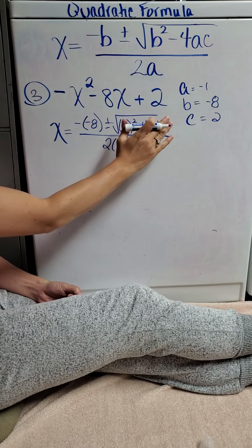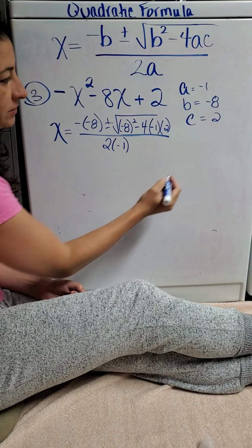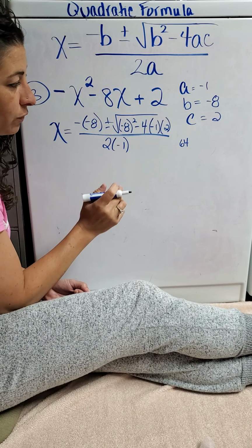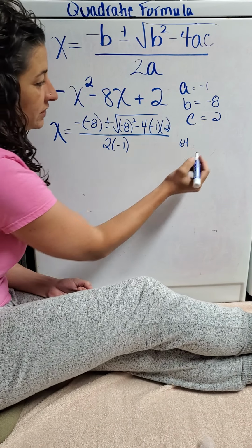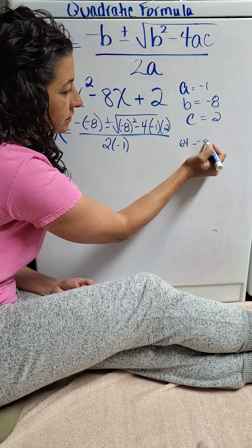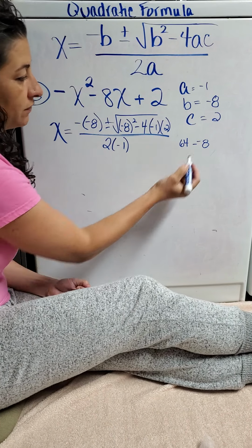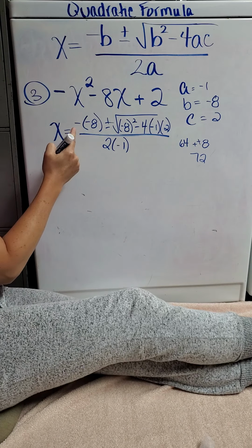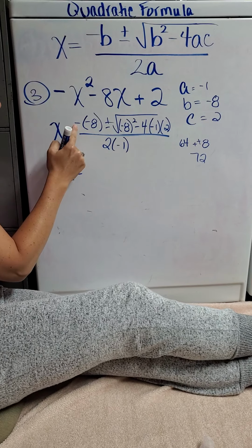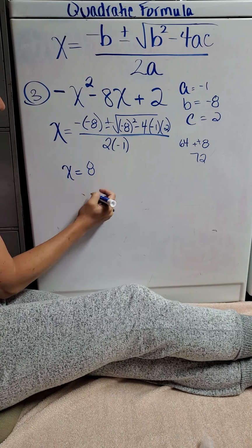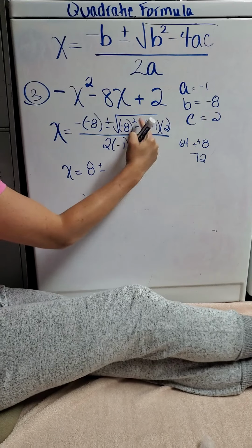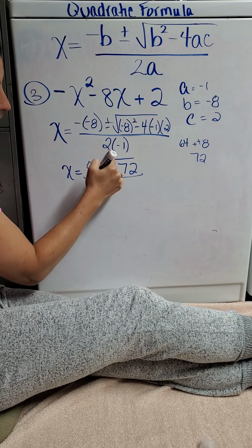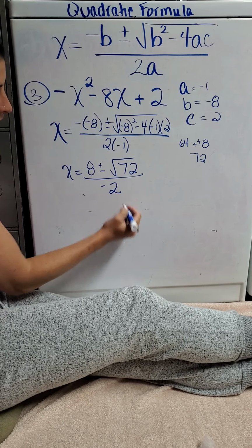Now I'm going to work this math out over here first. -8 times -8 is going to give me 64. Minus 4 times -1 is -4, times 2 is -8. So that's a minus. 64 minus -8 becomes plus. This will give us 72 for our radical. And coming back around, negative times -8 gives me +8, plus or minus. Now I already did this math over here, so I have square root of 72, all over 2 times -1 is -2.